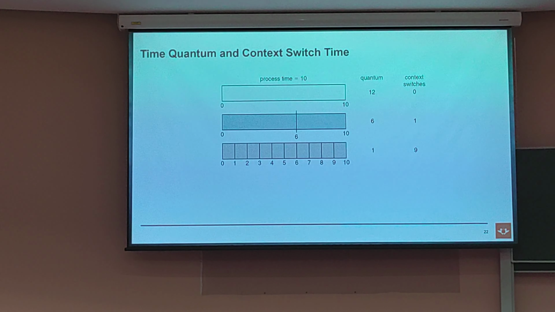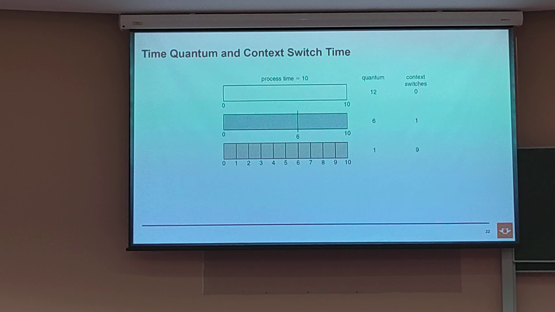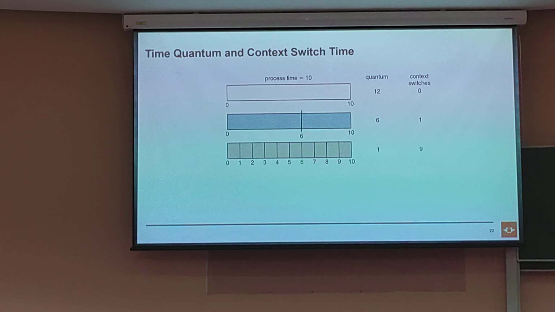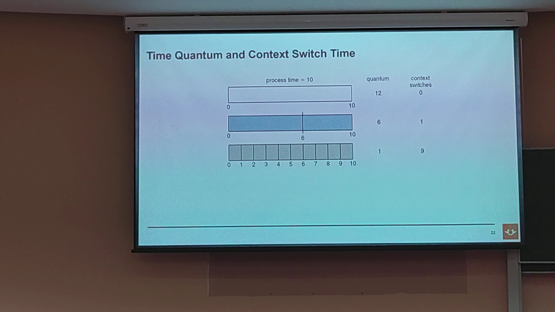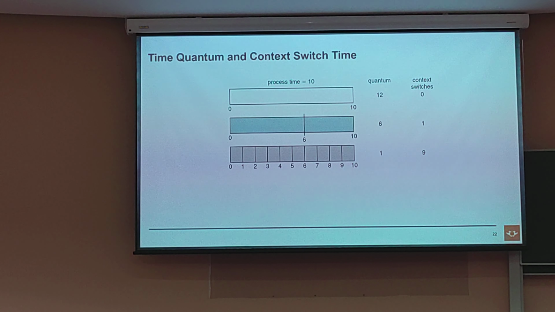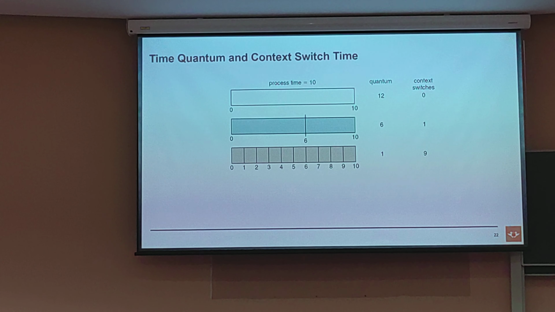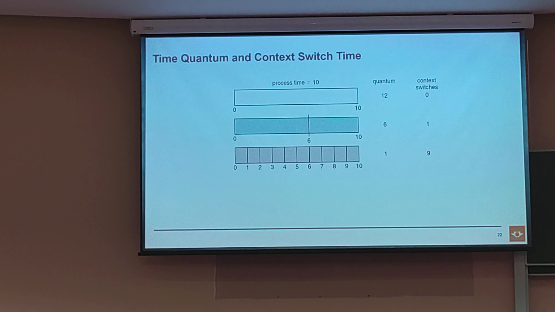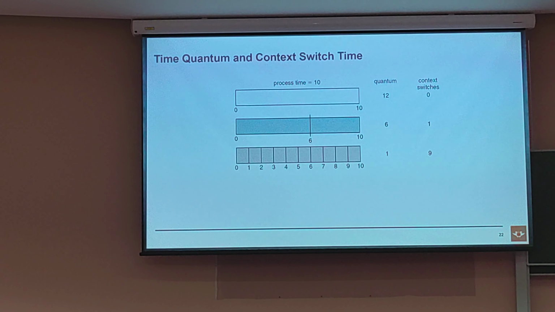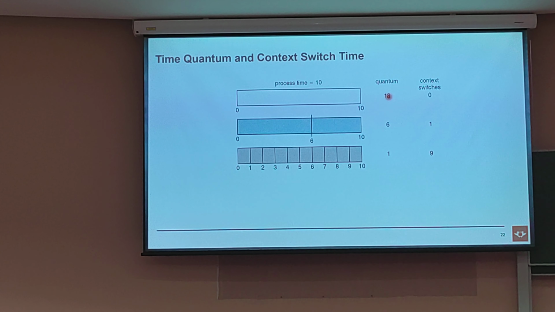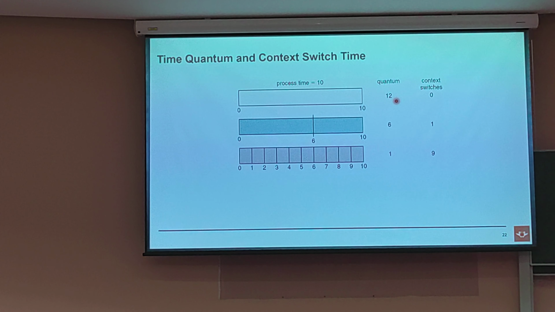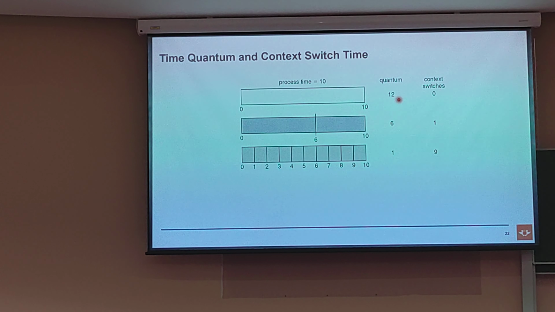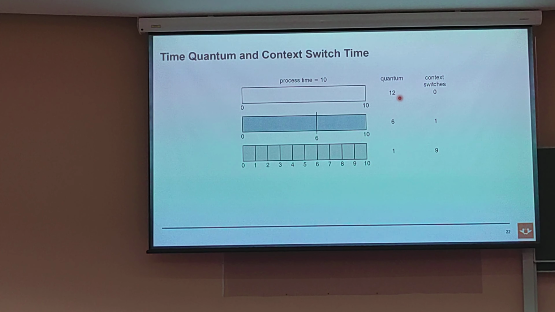For instance, consider the following. This is the example, not that important, but it's just important to say. What you see there is a hypothetical process of, let's say, 10 time slices, 10 items. And let's say the quanta described in the top scenario is 12. That means the time quanta is bigger than the actual process.